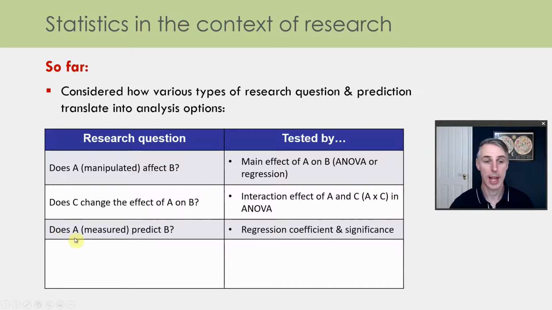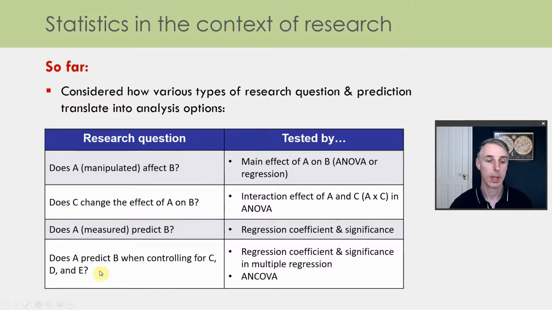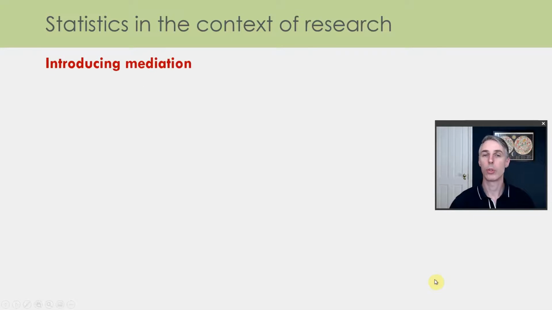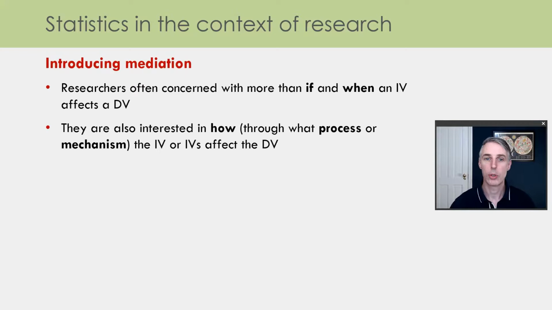Similarly, if we're interested in whether A predicts B, but A is measured rather than manipulated, then we might look at that in the context of a regression analysis, looking at the coefficient of A and whether it is significantly different from 0. We might also be interested in whether A doesn't just predict B in its own right, but whether it does so while adjusting for other variables, other predictors. And there we can look at its coefficient in a multiple regression, or perhaps in an analysis of covariance, which is another option not covered in this lecture series. Now, one way or another, all of those research questions are concerned with if and when an independent variable affects or predicts a dependent variable.